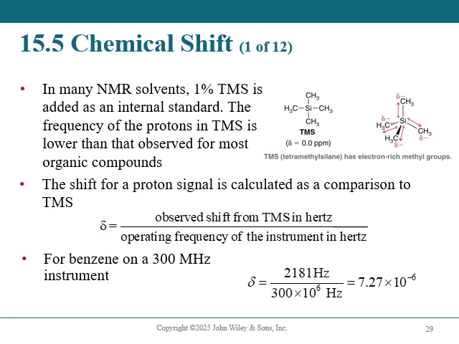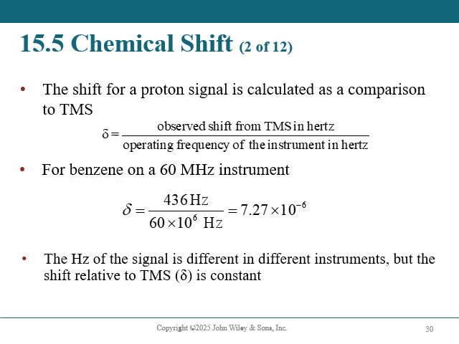So that delta of that chemical shift, we look at that observed shift relative to TMS and the operating frequency of the instrument, both in hertz. For benzene on a 300 megahertz instrument, that's going to be about this much, 7.27 times 10 to the minus 6. Because we're looking at these small numbers, that's actually how we get to the ppm. These two, they're hertz over hertz, so they cancel each other. You don't really have a unit.